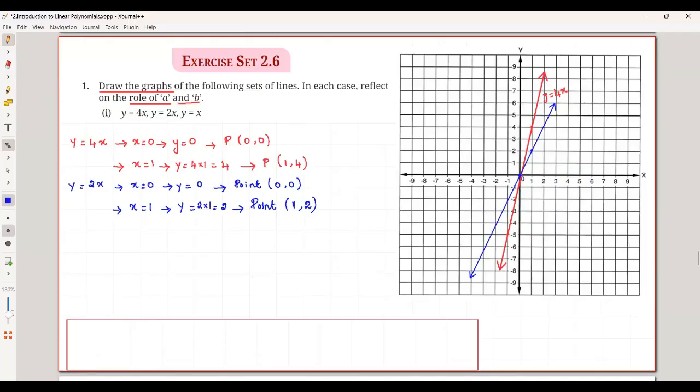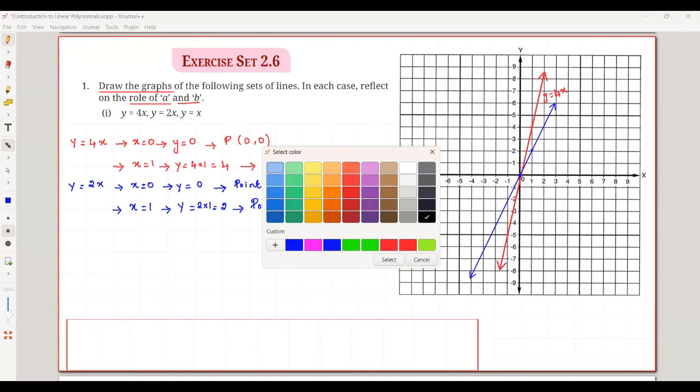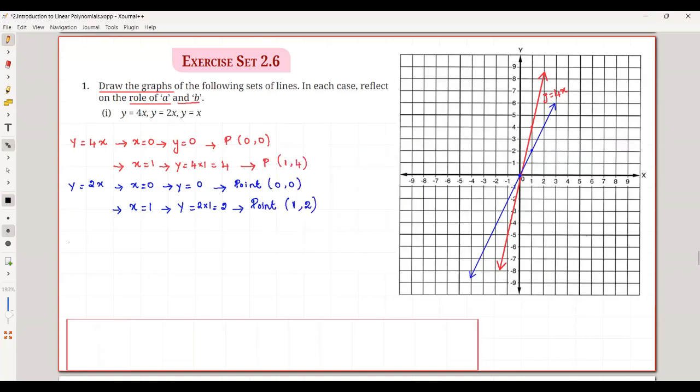Next, the third one. We can go with black. The third equation is given y is equal to x. So just take y is equal to x. If you are taking x is equal to 0, y also it will become 0. Therefore, the point is 0, 0, here also the origin. Next, if x is equal to 1, you'll be getting y is equal to 1.